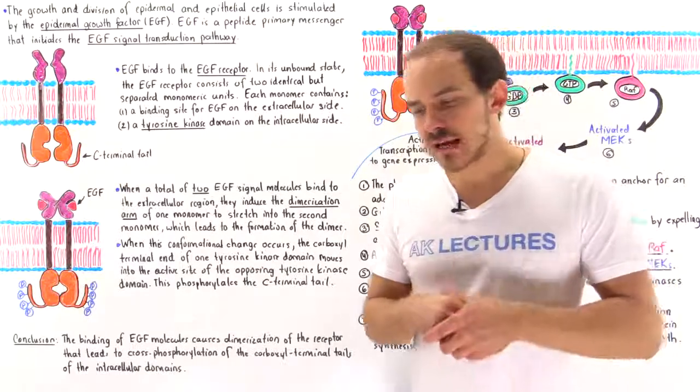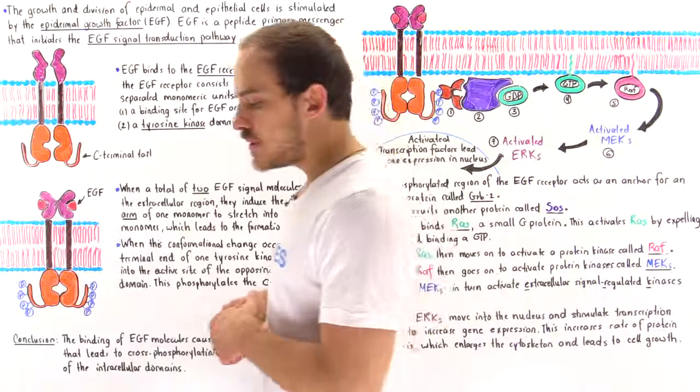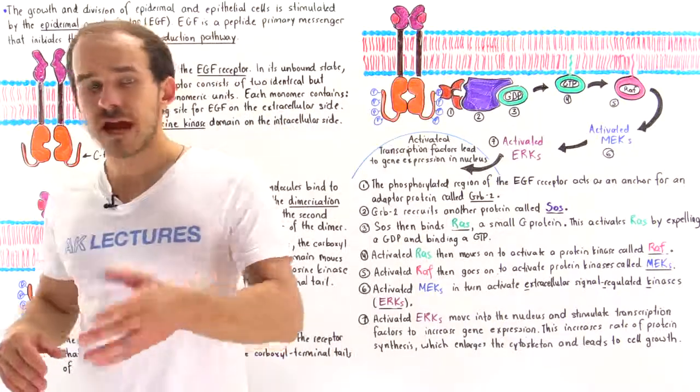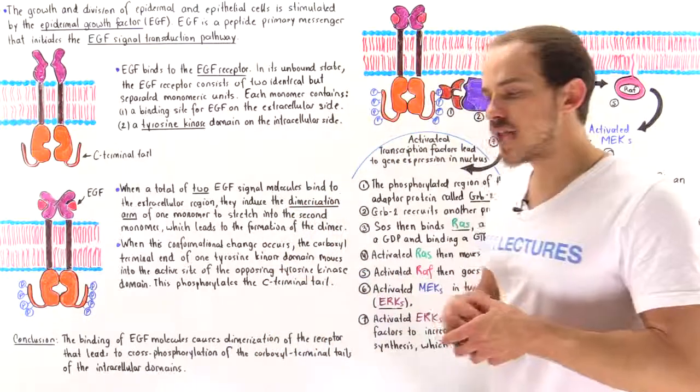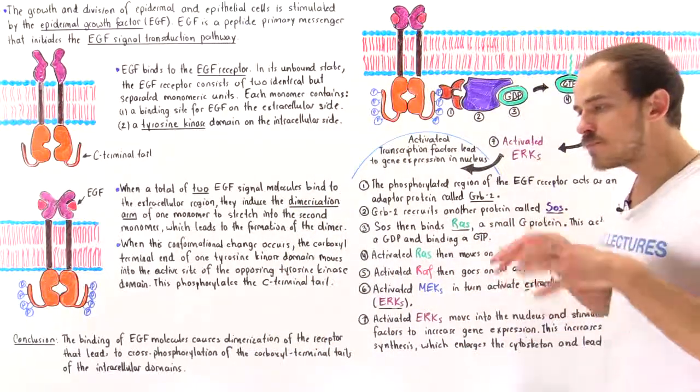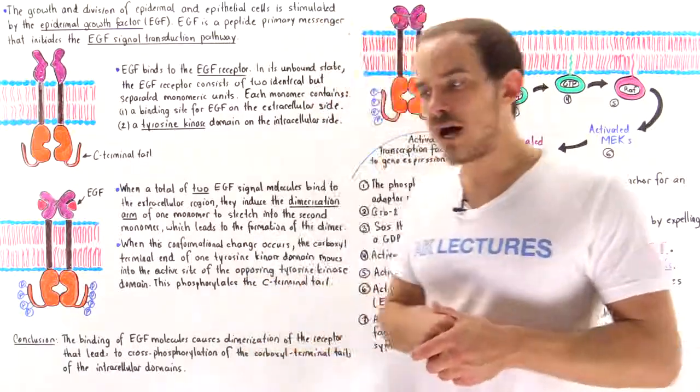So two important types of cells found in our body are epidermal cells and epithelial cells. Epidermal cells are found on the largest organ of our body, the skin, and epithelial cells are basically found covering the inside portion of different organs and different structures of our body.